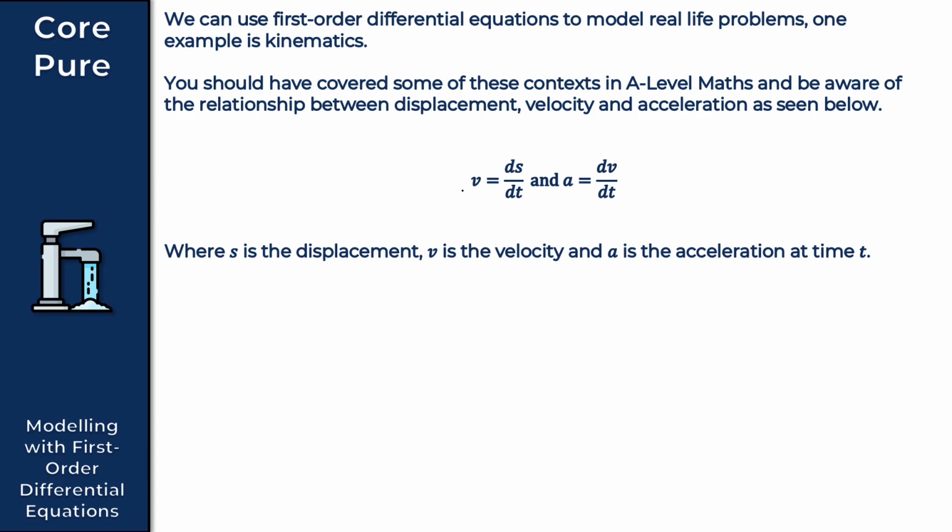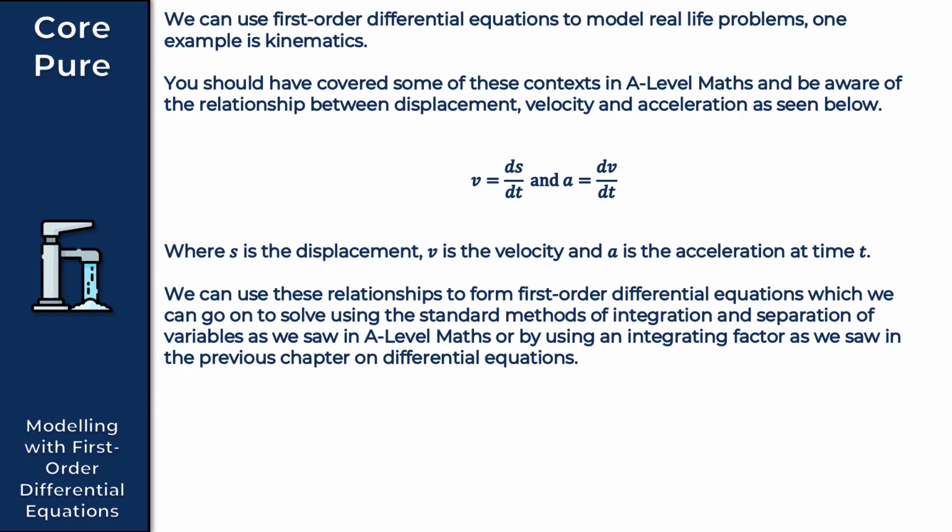So v, the velocity, is equal to the derivative of the displacement s with respect to time t, and the acceleration a is equal to the derivative of the velocity v, again with respect to time t. I've already mentioned it here, but s is the displacement, v is the velocity, and a is the acceleration at time t.